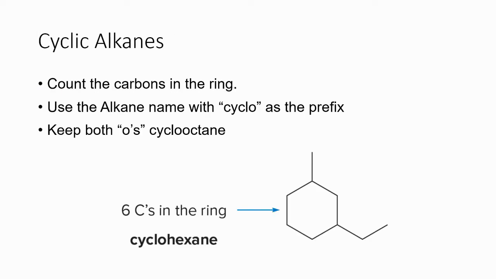Good. So basically the same rules as yesterday, just we're adding cyclo, and if there's only one substituent, we don't use a number.